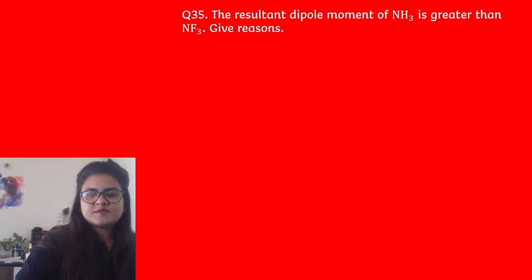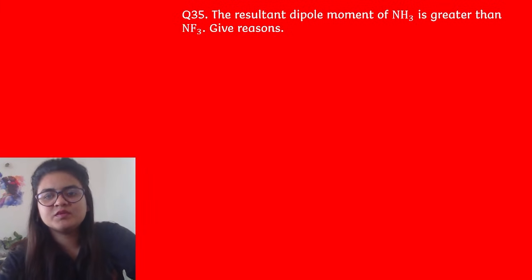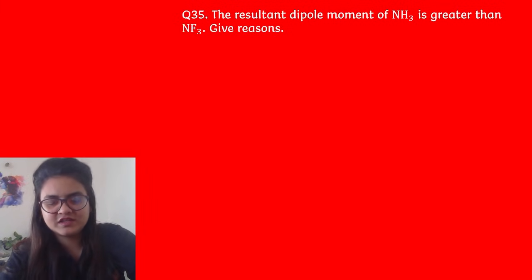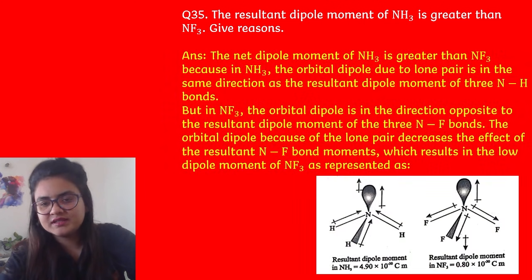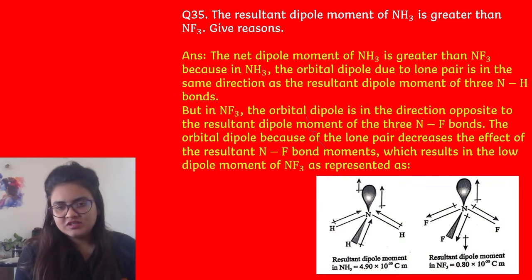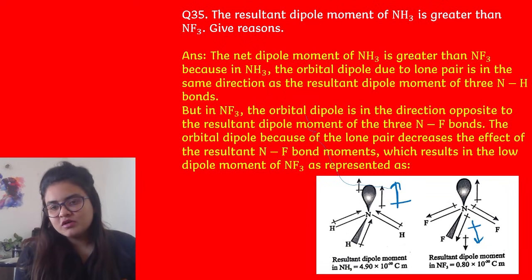Let's proceed. The resultant dipole moment of NH3 is greater than that of NF3. Here comes the reason. Just look at the diagram. For NH3, a dipole moment comes because of the presence of the lone pair. For NF3, above also there is a dipole moment because of the lone pair, but below, in the nitrogen-fluorine bonds, fluorine is more electronegative, so the resultant dipole moment will pass through this way. So the one above and the one below cancel out to some extent. As a result of this.